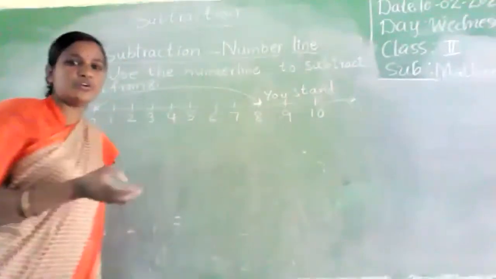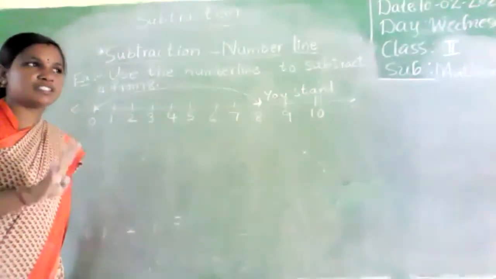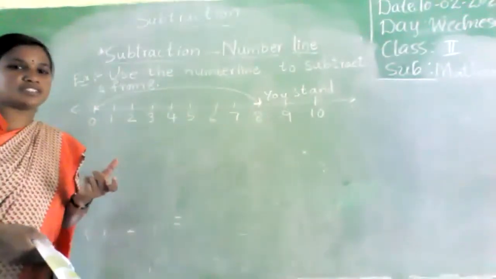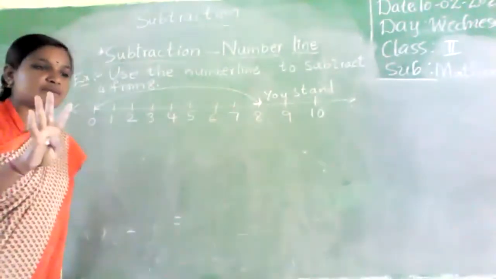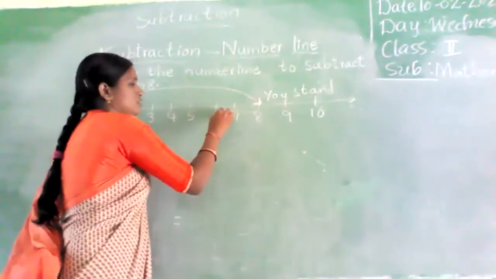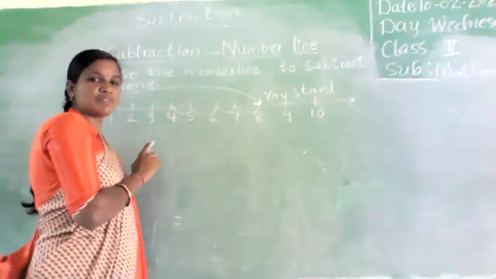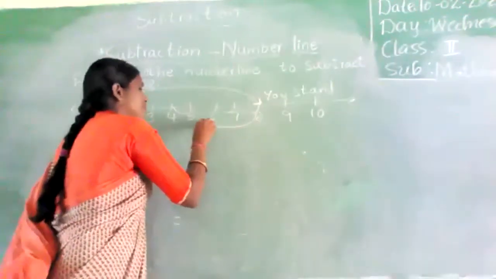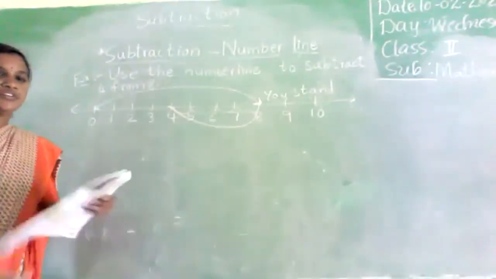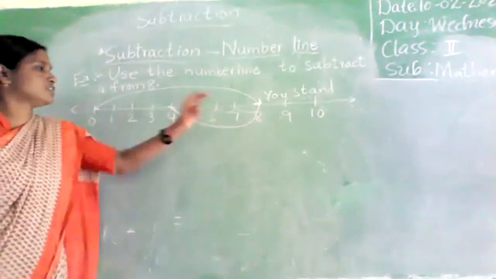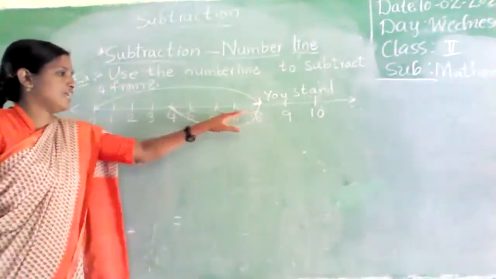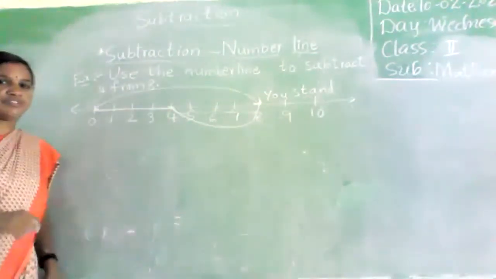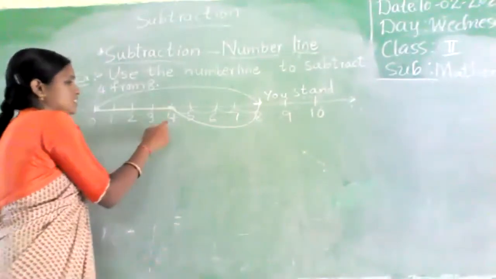Then count 4 backwards. How many backwards? 4 steps backwards. For example, 1, 2, 3, 4. Where do you stand? Which number will it come? 4. What is the answer? 4. So, now 8 minus 4 is equal to 1, 2, 3, 4. What is the answer? 4. 8 minus 4 is equal to 4.